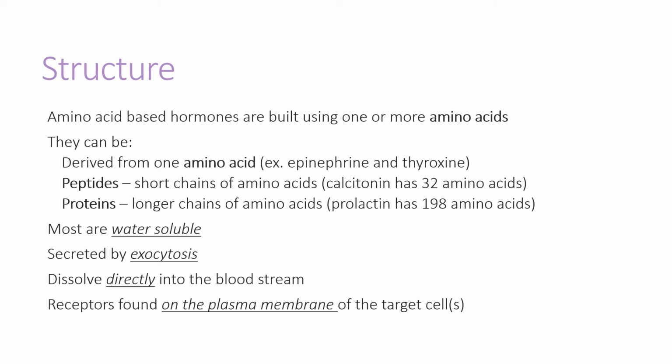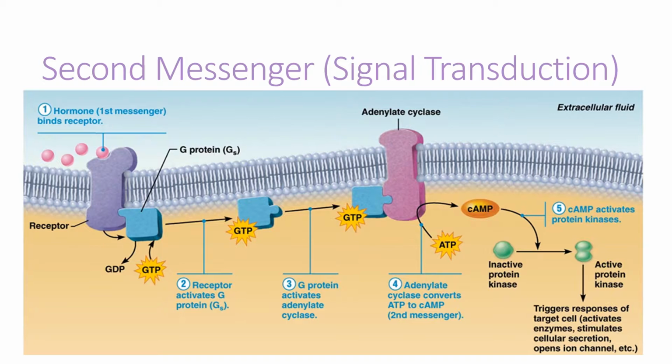When they get to wherever their target organ or target tissue is found, the receptor for this kind of hormone is found on the plasma membrane of those target cells. This way, the amino acid-based hormone does not have to cross the plasma membrane even of the target cell, because its receptor is found on the outside surface. When that amino acid-based hormone binds to the receptor, it usually initiates something that's called a second messenger system, or it can also be called signal transduction.